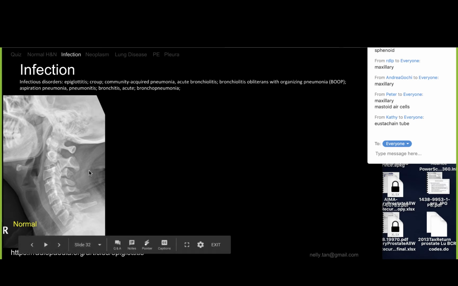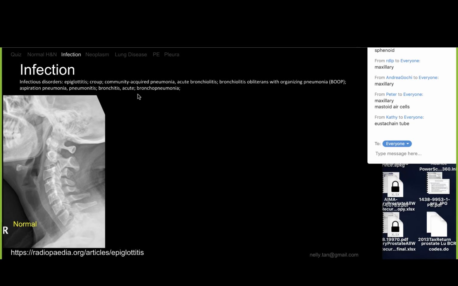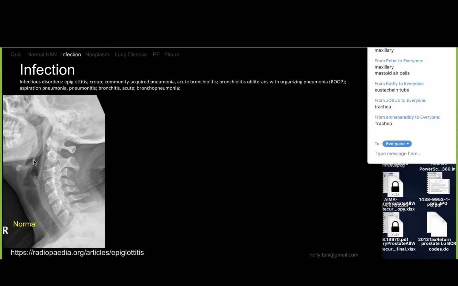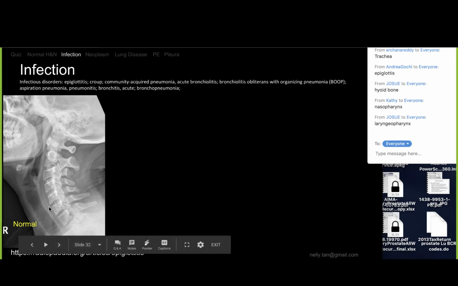Okay, so more head and neck stuff. Again, I copied and pasted this from the USMLE content list, and we're just going to go down that list. This is a lateral radiograph of the neck. What is the structure anterior to the esophagus? Trachea, good. And what is the structure here, posterior to the hyoid bone? Good, epiglottis. What is this space here called? This is the oropharynx up here, and then here is the what? Nasopharynx, good. Then we look at the spine and the prevertebral soft tissues.